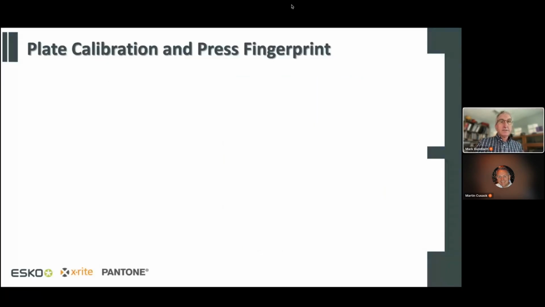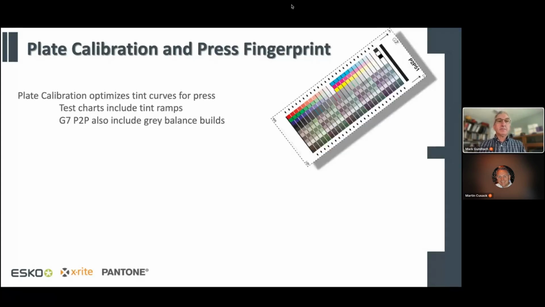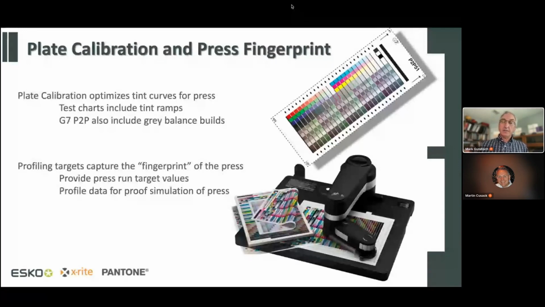To start with, we want to make sure that we've got proper press calibration and a good fingerprint. For the press calibration, we're going to do a plate calibration that optimizes the tint curves for that press condition. Many of the calibration tools include test charts that have tint ramps, and you can see those in this target. This is a G7 P2P target, and it also includes a number of gray balance builds that can be used with software to modify those curves to give good gray balance between the CMY. You'll run those calibrations to get the plates in line, providing the proper tone values throughout the tint range.